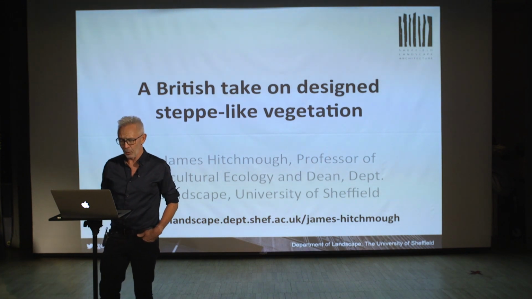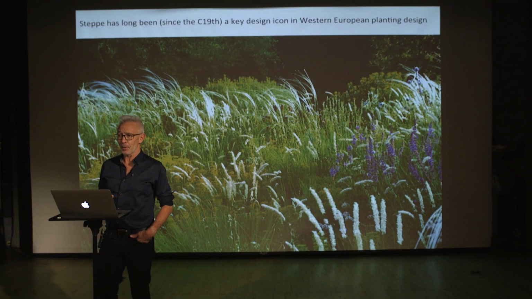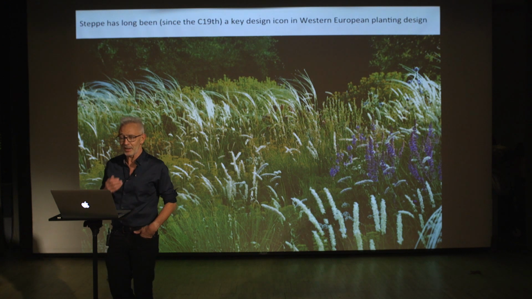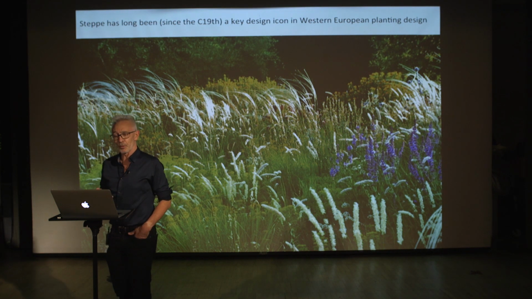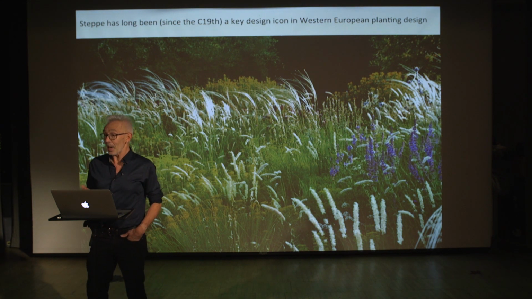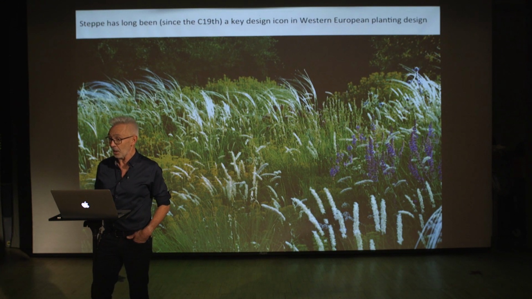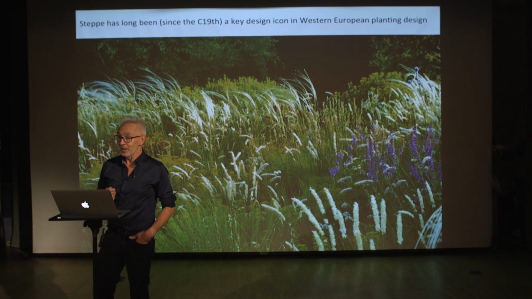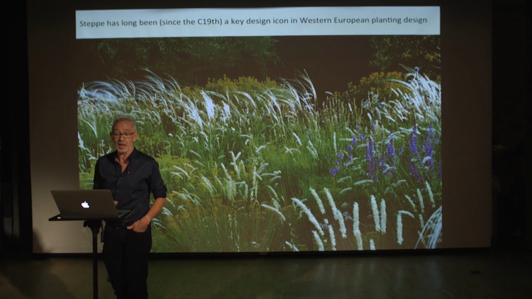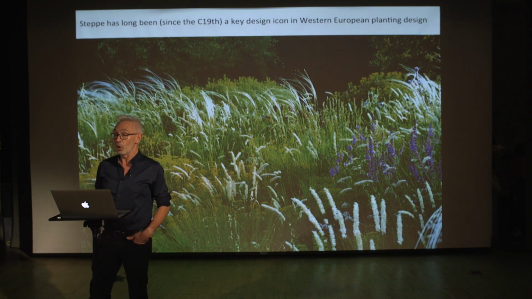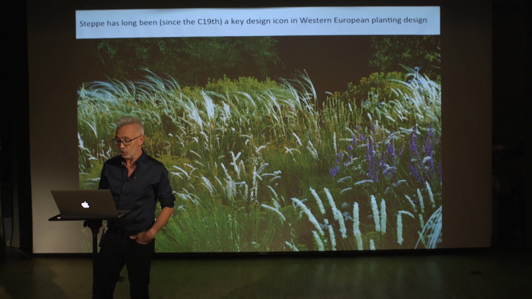I'm going to talk to you tonight about a British take on designed steppe vegetation. Of course, I realize I'm here in the steppe capital of the US in many ways. I don't know if you're aware of this, but in Western Europe, steppe has been an inspiration for planting design for a very long time too, indeed from the late 19th century, particularly in Germany. Here we have a slide of some designed steppe in the German botanic gardens created by Cassian Schmidt.